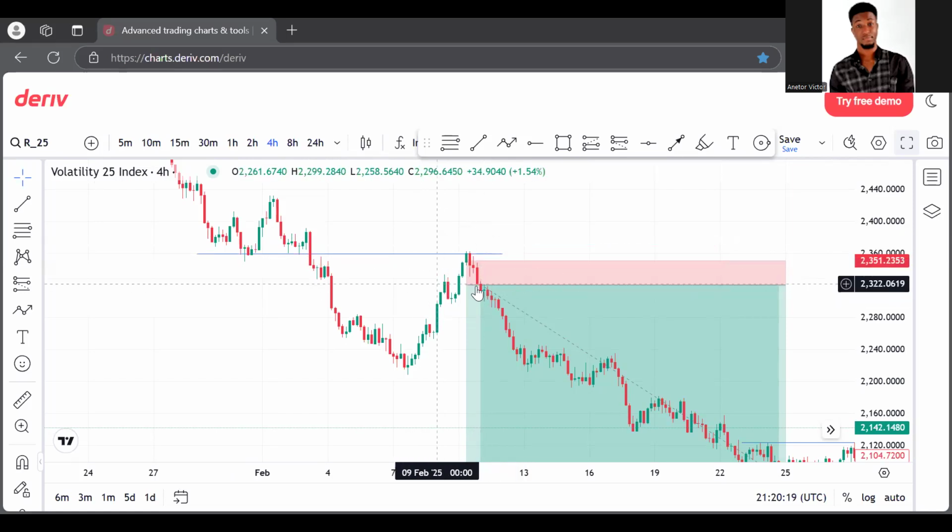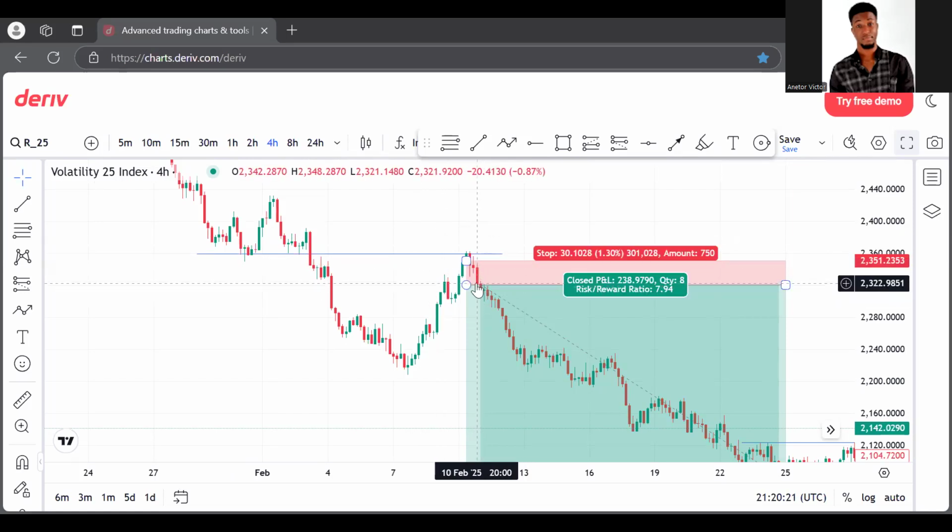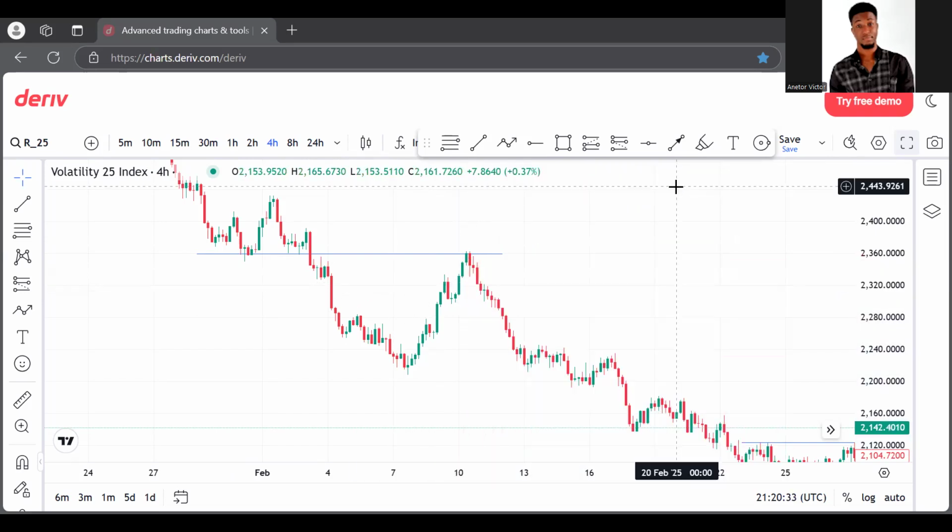But it broke it down. And what I'm seeing is a strong confirmation for a sell with this red bullish candle. So this red bullish candle is what I want to show you guys, especially on the 4 hours. Why am I showing you guys this?